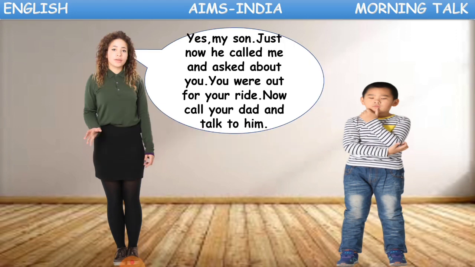Okay. So now mother is telling, yes my son, just now he called me and asked about you. You were out for your ride. Now call your dad and talk to him. So mother is replying to James that his father has called and he was asking for James, but James was out on his ride. So now mother is giving permission to James, saying that you call your dad and talk to him.